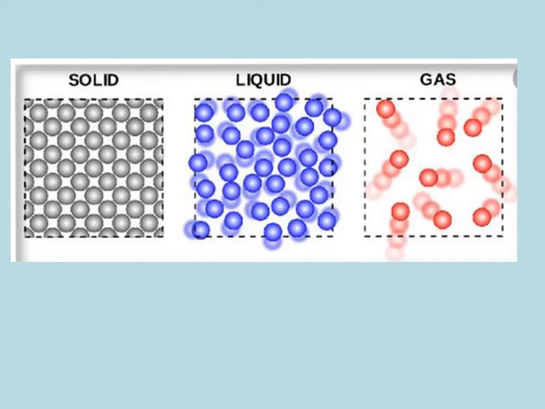Now this is because sound needs particles to travel. And we can see in solids, liquids and gases, they're made of particles. The more particles, the better the sound travels. And this is why sound travels very well indeed through solids, because in solids there are more particles. So the more particles, the better the sound travels.